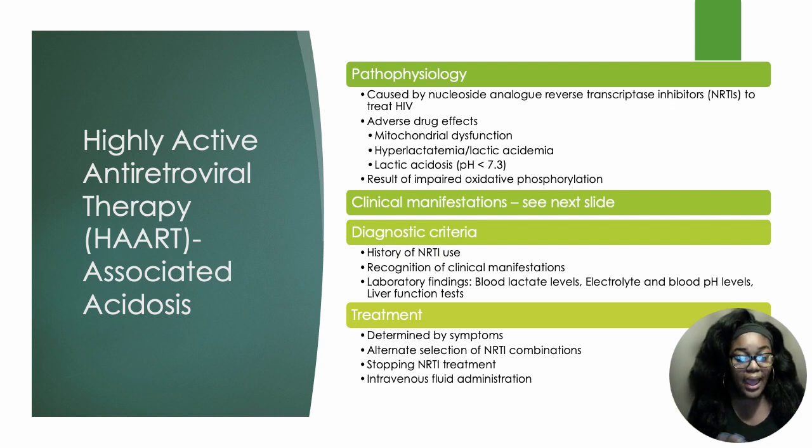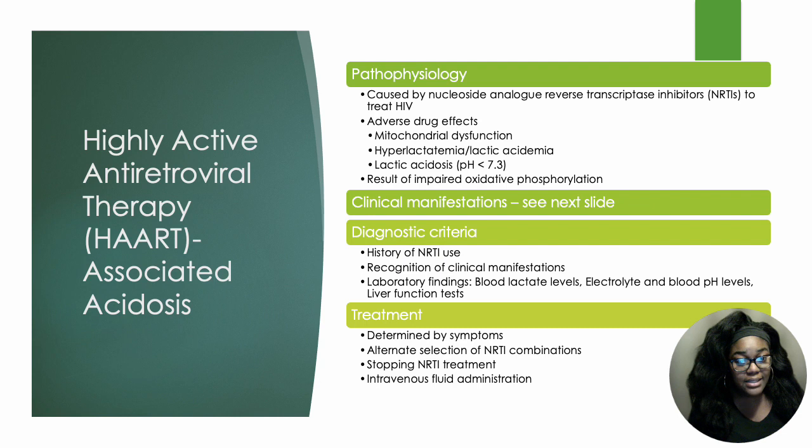So the adverse effects are mitochondrial dysfunction. You have hyperlactemia or lactic acidemia. You have lactic acidosis, which all results in a pH of less than 3, which is a very severe state of acidosis. And it is also the result of impaired oxidative phosphorylation. So all this is saying is that if you have too much of this drug, it causes all of these conditions, which ultimately results in the acidosis that you see in HAART-associated acidosis.